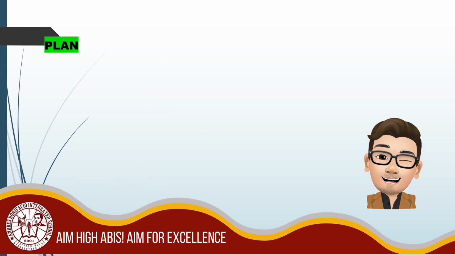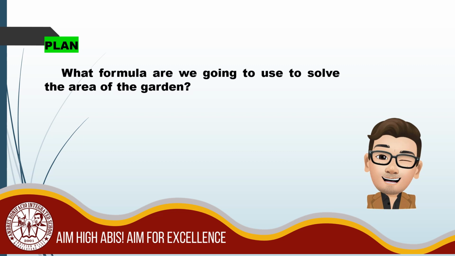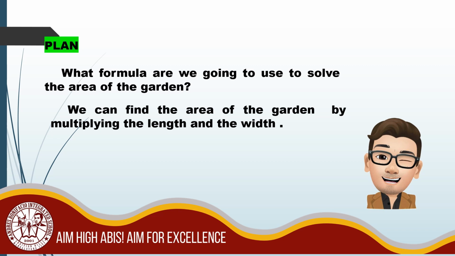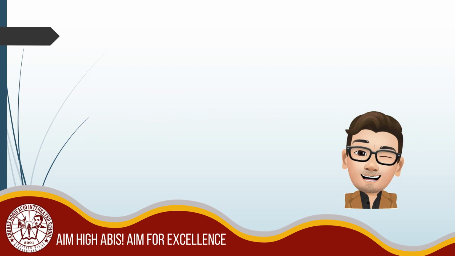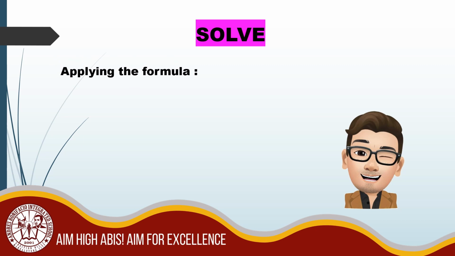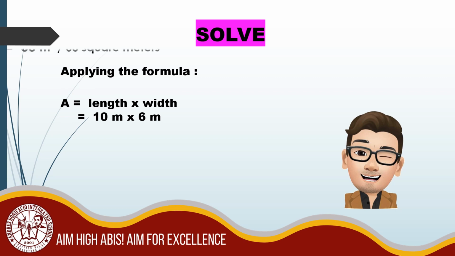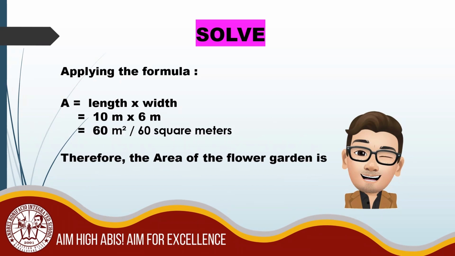Next, you have to plan. What formula are we going to use to solve the area of the garden? We can find the area of the garden by multiplying the length and the width. So, area equals L times W, or length times width. Again, we have to solve. We need to apply the formula para malaman natin ang area ng flower garden. So we have length times width equals 10 meters times 6 meters. That will give us the product of 60 square meters. Therefore, the area of the flower garden is 60 square meters.